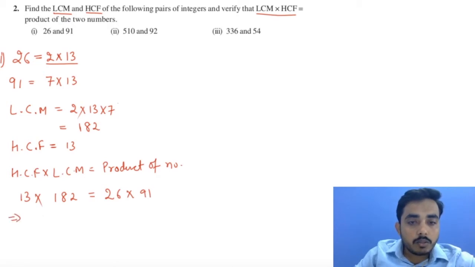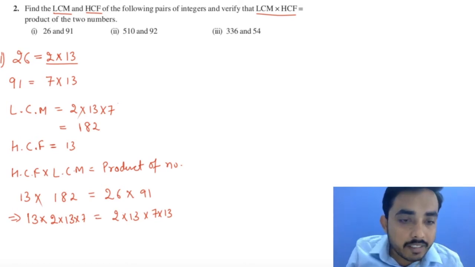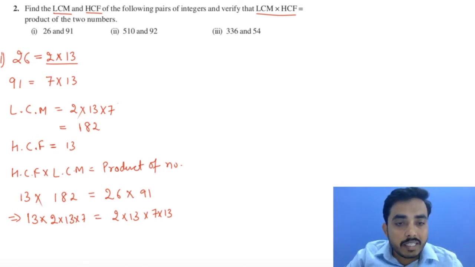These both are equal because I can rewrite 13 and 182 as 2 into 13 into 7. So 26 is 2 into 13 and 91 is 7 into 13. You can see all the numbers are the same on LHS and RHS, so the products will also be the same. With this we can verify that the product of HCF into LCM is equal to the product of the numbers.